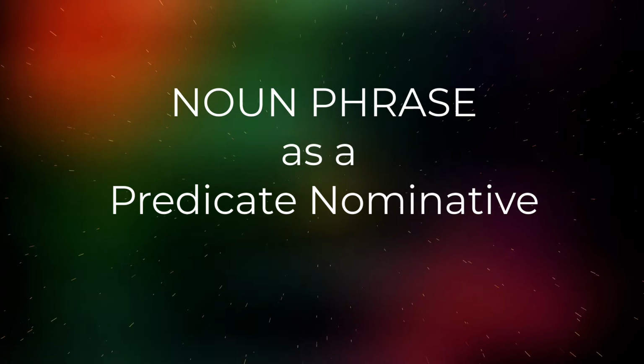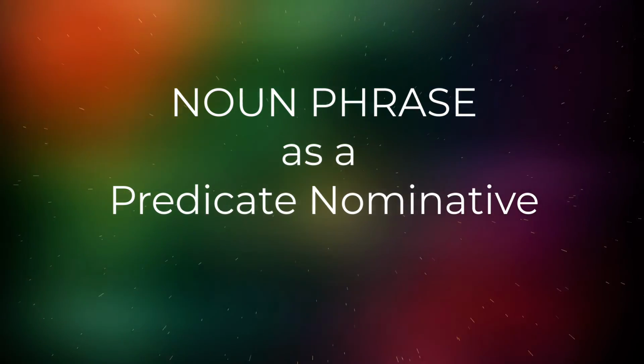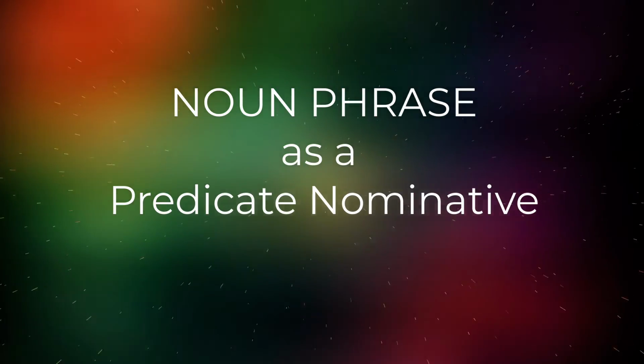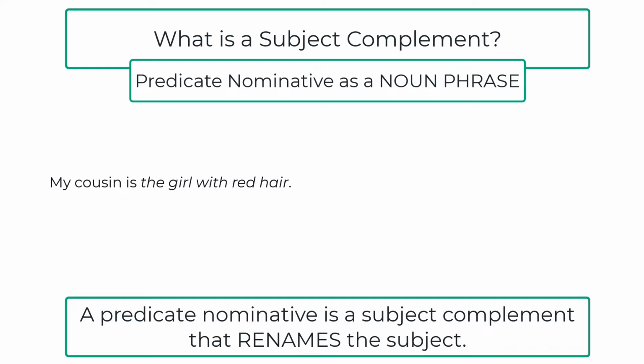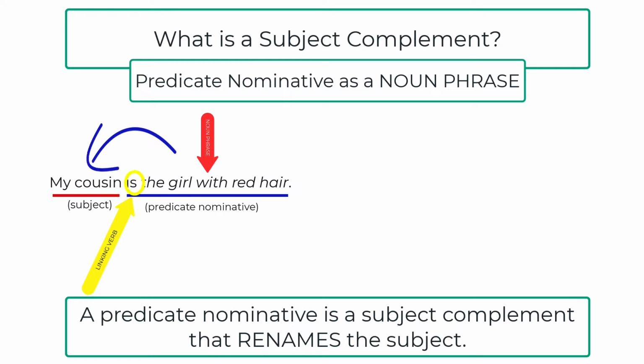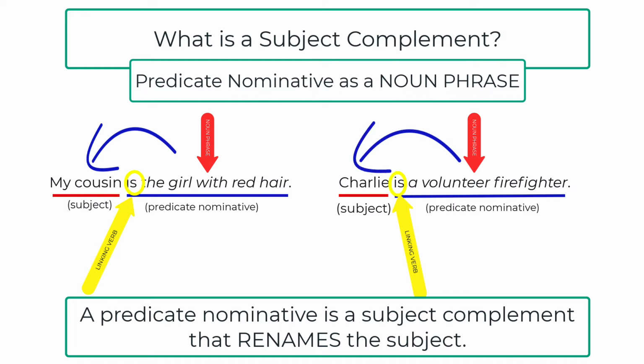Let's go on to look at the predicate nominative as a noun phrase. My cousin is the girl with red hair. Charlie is a volunteer firefighter. In both these examples, the noun phrase renames the subject.